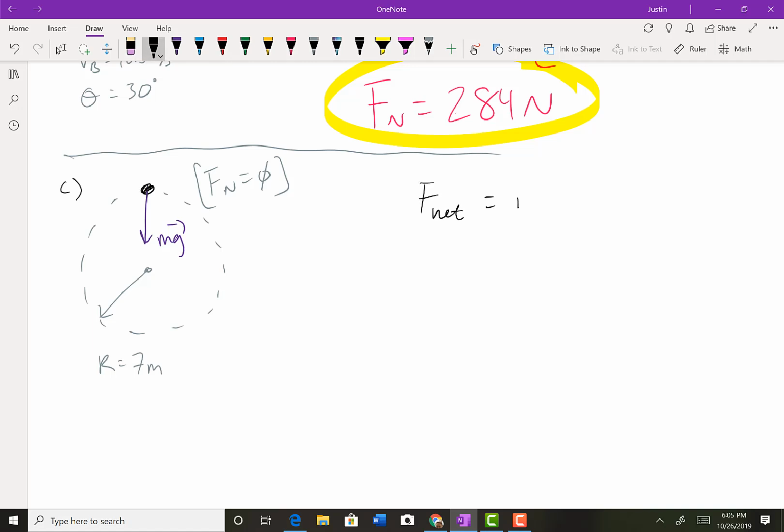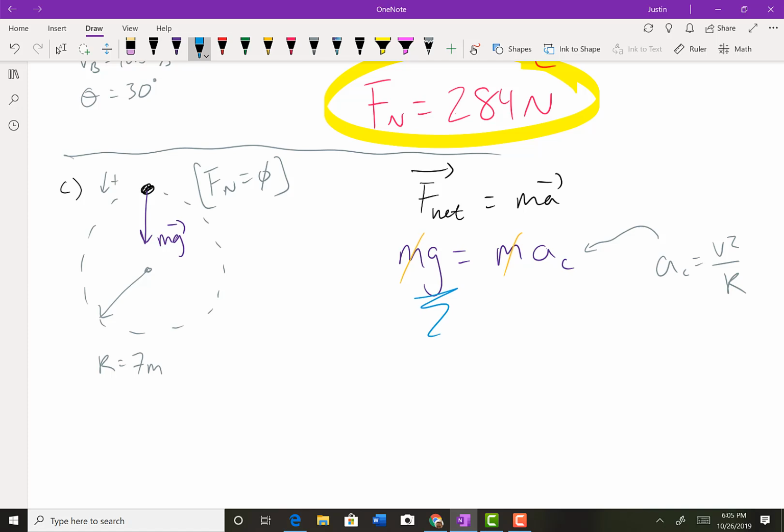F net equals ma. And my net force is just mg. Again, we're saying the positive direction is towards the center of the circle. So it's going to be mg equals ma. And then it's a centripetal acceleration, so I can plug in for my centripetal acceleration, v squared over r. Ooh, and then also my masses cancel out, hence free fall. My acceleration is g. So this is going to be g equals v squared over r.